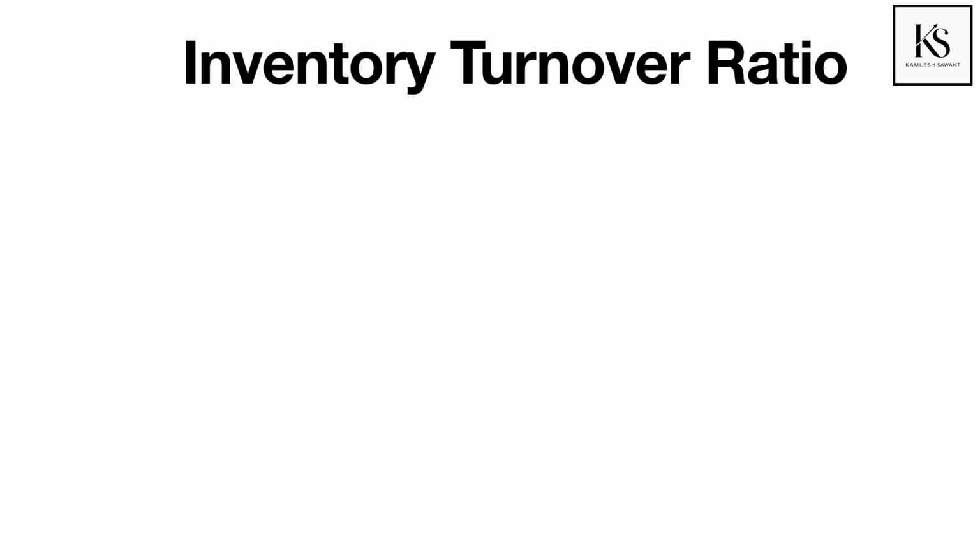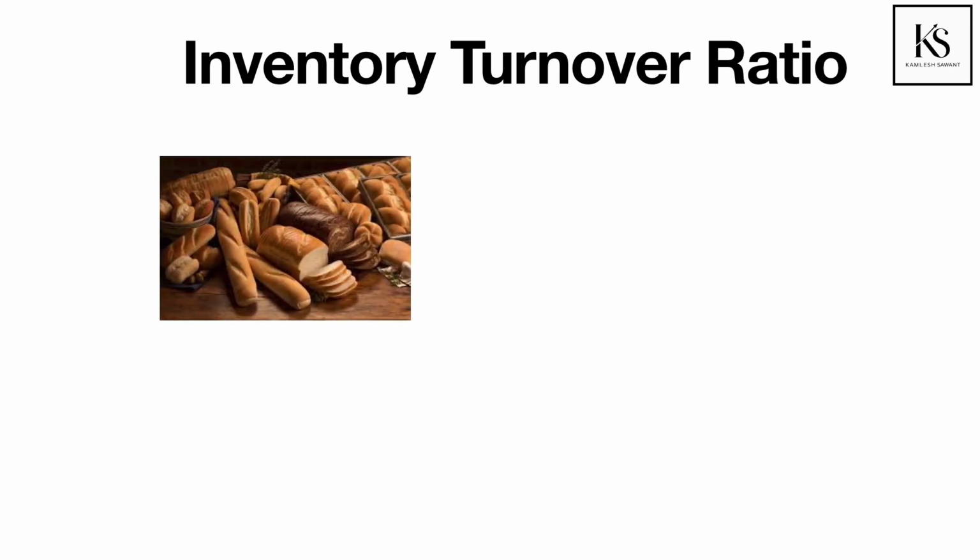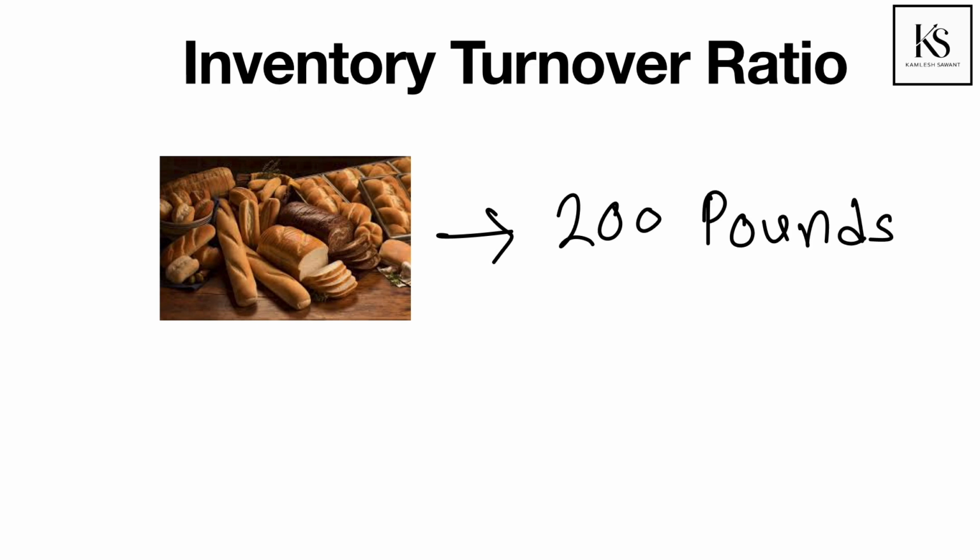For example, think about a bakery selling hot bread. If the bakery is popular, the baker probably knows how many pounds of bread he is likely to sell on any given day. For example, he could sell 200 pounds of bread daily. This means he has to maintain an inventory of 200 pounds of bread every day. So, in this case, the rate of replenishing the inventory and the inventory turnover is quite high.